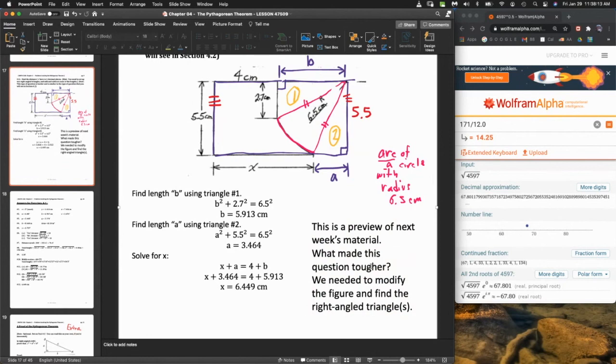But this is really what I want to mention here. What made the question difficult or more tricky is finding the right angle triangle. Find the right angle triangle. That's what made it hard, okay?